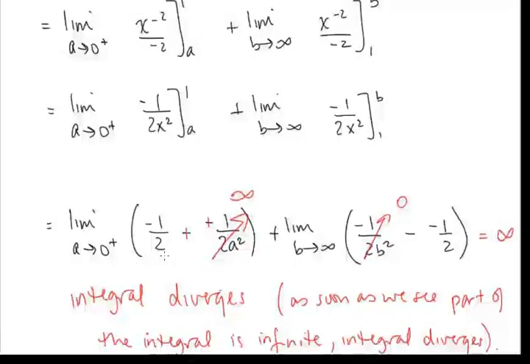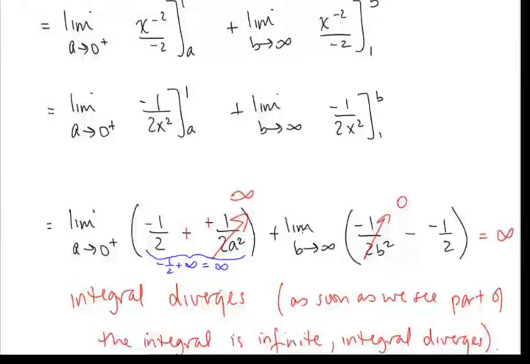As a goes to 0 from the right, what's happening to 1 over 2a squared? As a goes to 0 from the right, this is a 1 over 0 plus. That's a positive infinity. And notice the two negatives made a positive, so this becomes a positive infinity. It's a negative 1/2 plus infinity. So I could put that in there if that helps. Negative 1/2 plus infinity is equal to still infinity.